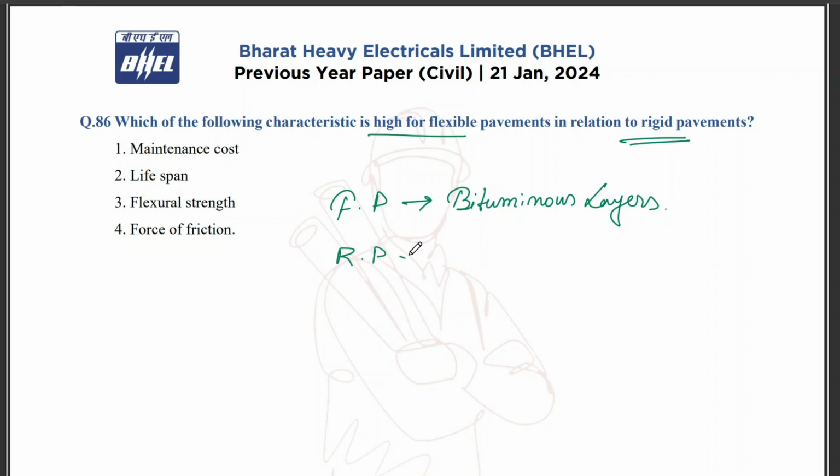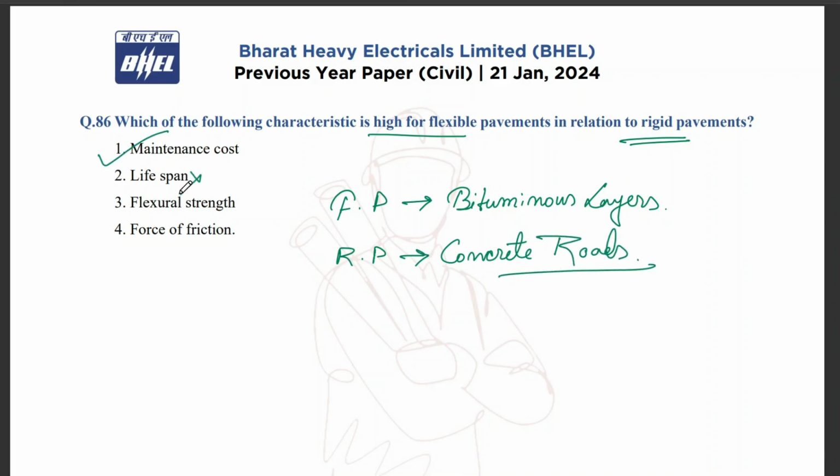Second one is rigid pavement. It is a concrete road. It has higher durability and lower maintenance needs because it is structurally stronger. So flexible pavement has a shorter lifespan than rigid pavement. Rigid pavement has higher flexural strength because concrete resists bending forces. Because of its textured surface, rigid pavement has higher friction.